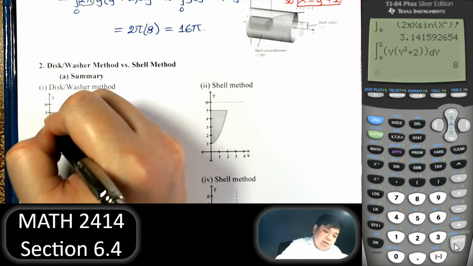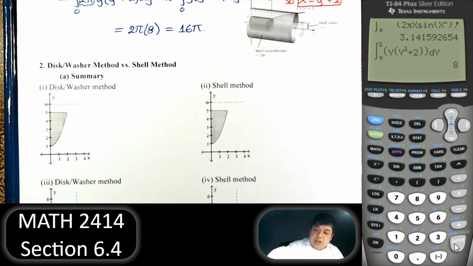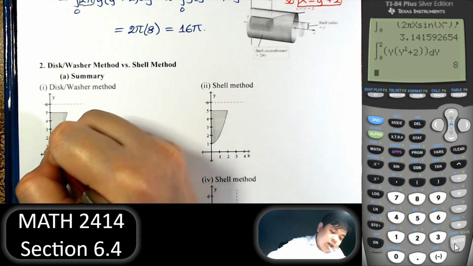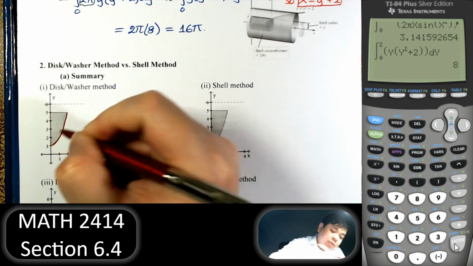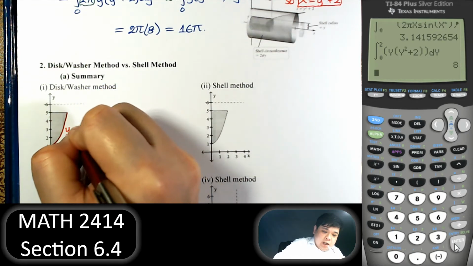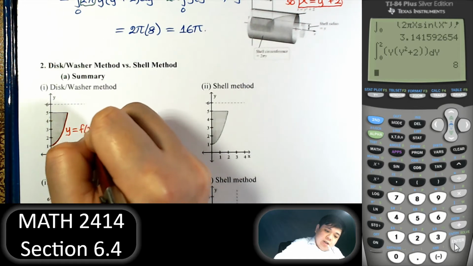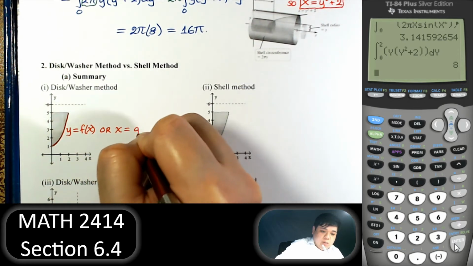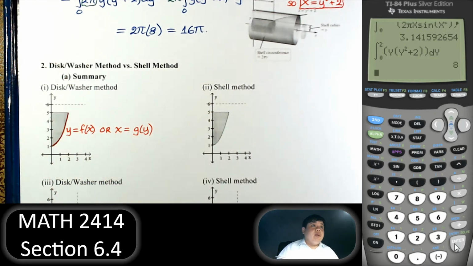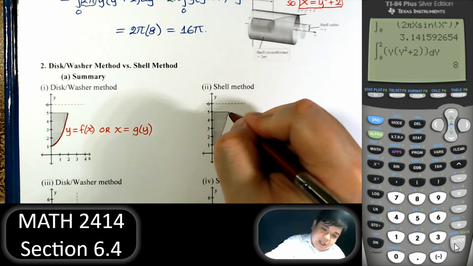Here we have 5, 1, and the function here we don't know. But what we know is the function is either y equal to f of x or x equal to g of y. So it could be either in terms of x or in terms of y. And so we have that function.